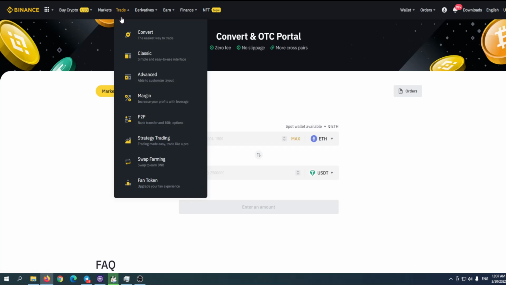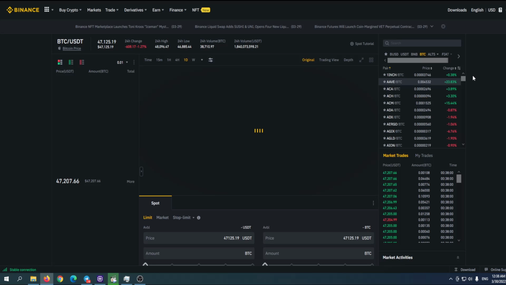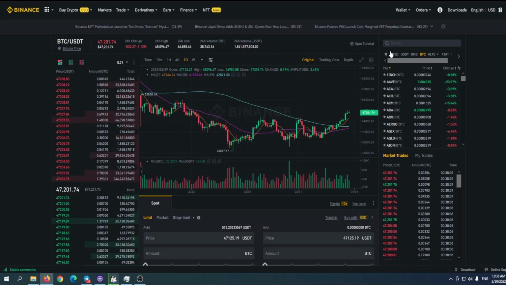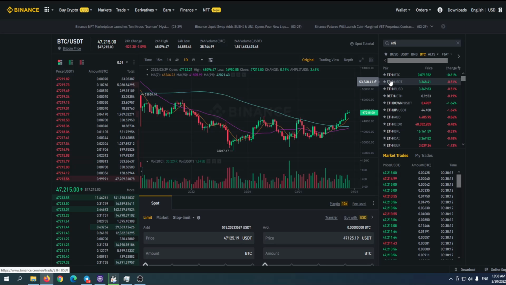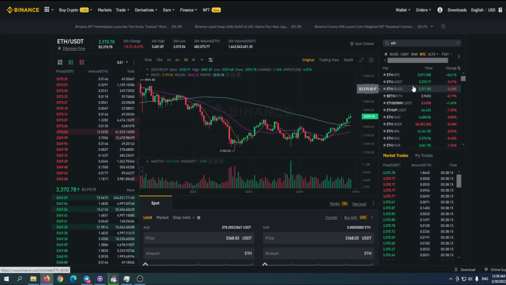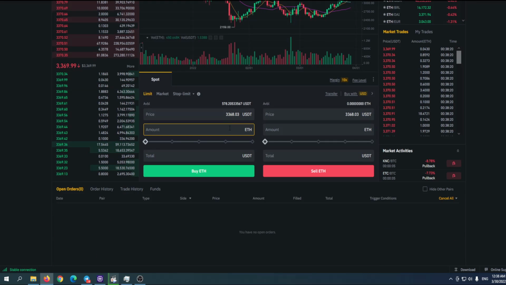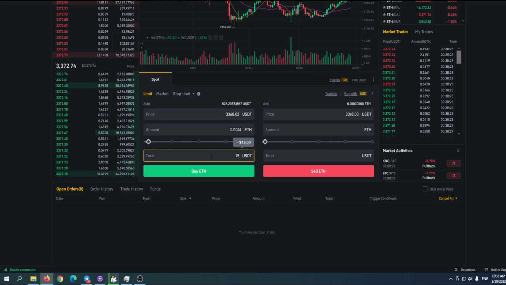But now let's go to the real deal. Go to trade, then classic, and simply, let's see. So right now we need Ethereum. You can find it here. Ethereum, pair Ethereum USDT, the one I'll use since I'm keeping Tether at the moment. The amount I want to buy is, let's say, only $10. Let's say $15, right? Let's say $20. And this is the amount of Ethereum I'll get.